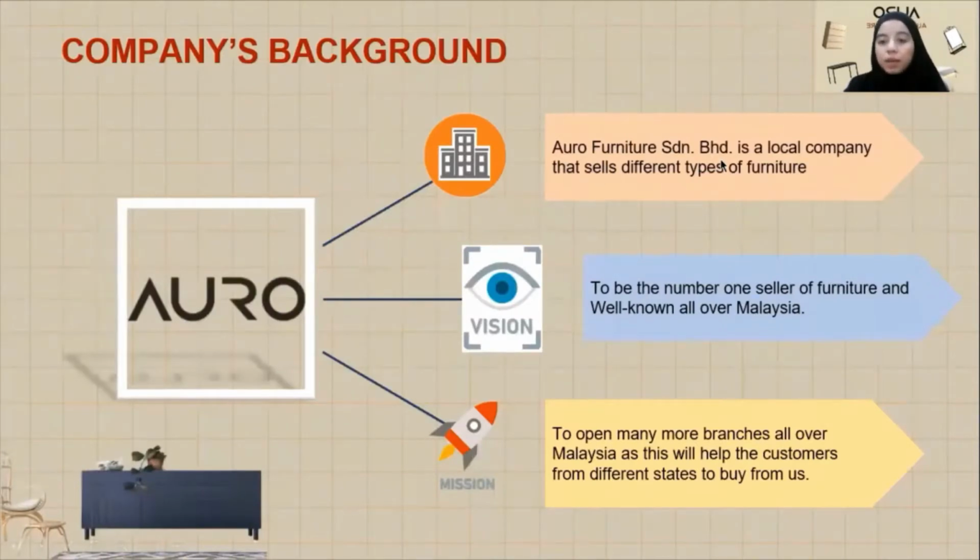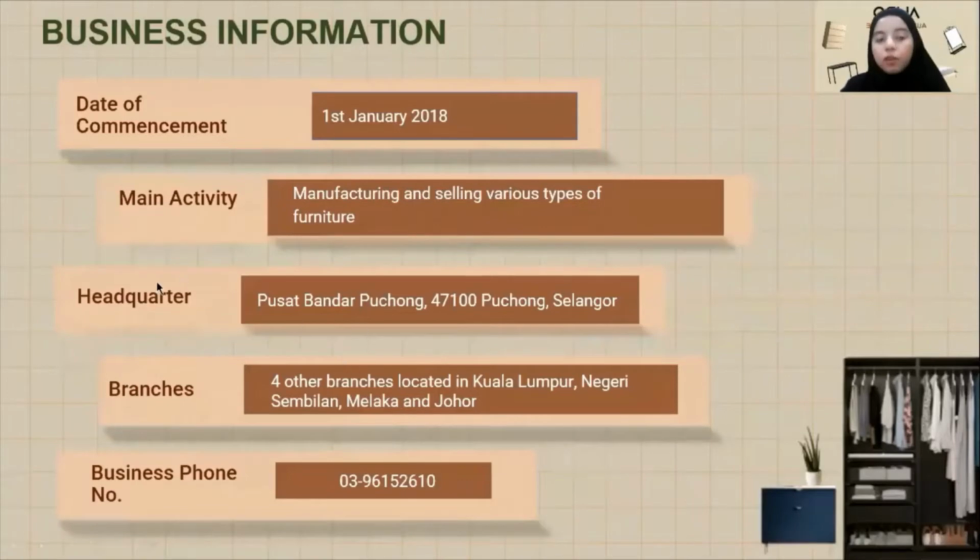Auro Furniture Sdn Bhd is a local company that sells different types of furniture. Our vision is to be the #1 seller of furniture and well known all over Malaysia. Our mission is to open many more branches all over Malaysia, as this will help customers from different states to buy from us. The date of commencement of Auro Furniture is on 1st of January 2018.